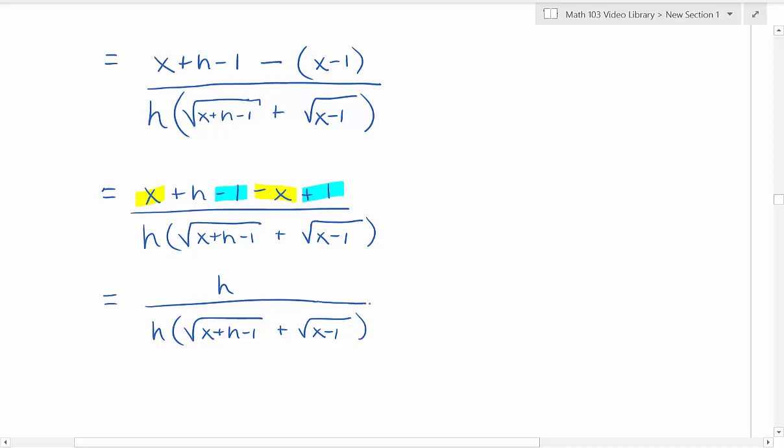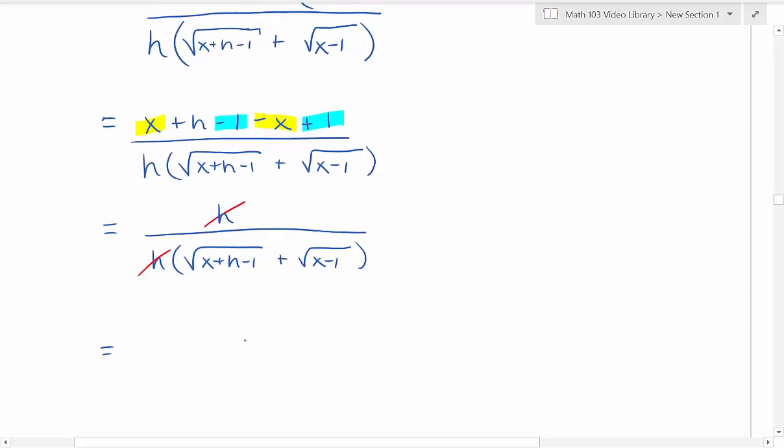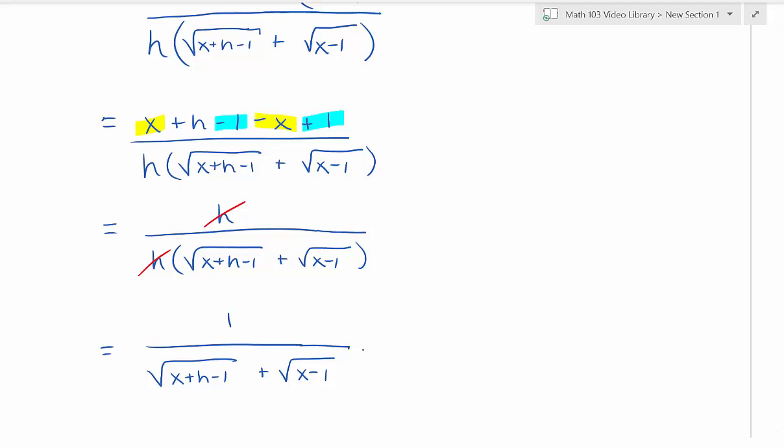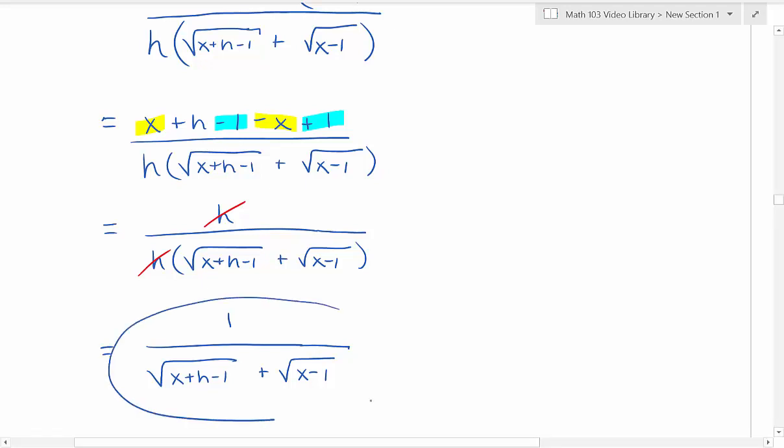My numerator has a single term. My denominator is in factored form. Therefore, we can cancel the h's out. This leaves us with 1 in the numerator and the square root of x plus h minus 1 plus the square root of x minus 1 in the denominator. Although there is still an h in our denominator, it is not going to cause an undefined expression if we plug 0 in for it. Our difference quotient is right here.